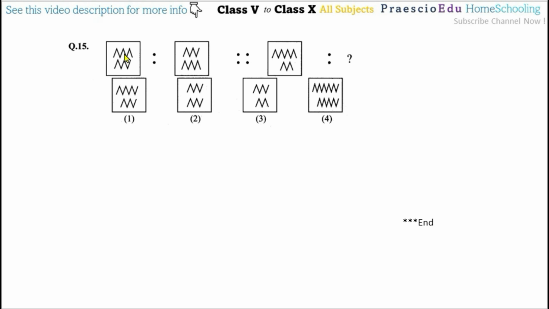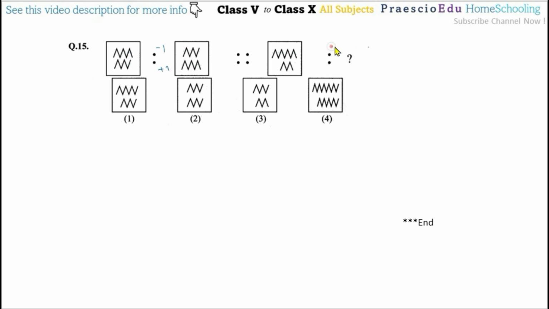Now question number 15: here 1 2 3 4 5 and 6 lines. Now 1 2 3 4 5 means one is reduced. And below, 1 2 3 4 5, and here 1 2 3 4 5 6. So at the lower part one is added, meaning the line from the top position is reduced, but in the lower position one is added. The same we will apply here: 1 2 3 4 5 6 7 8.